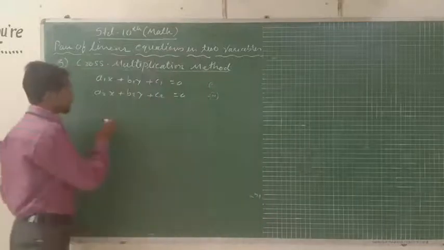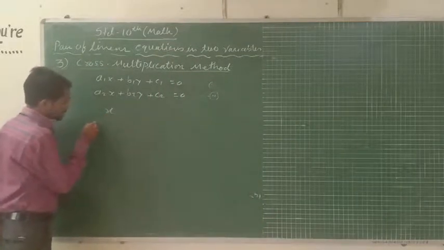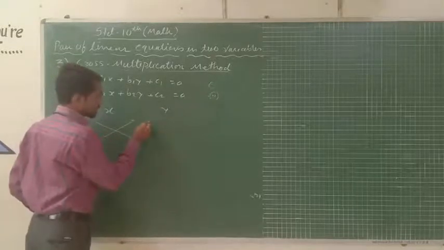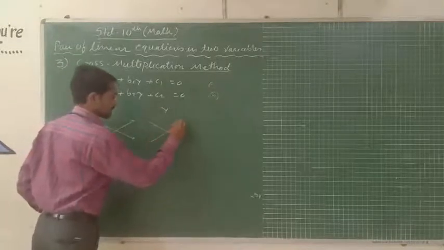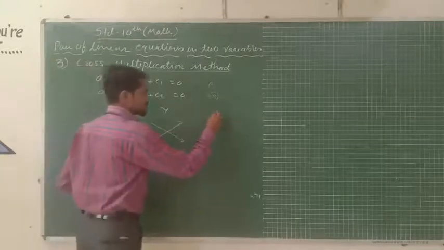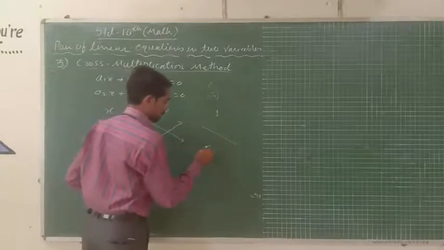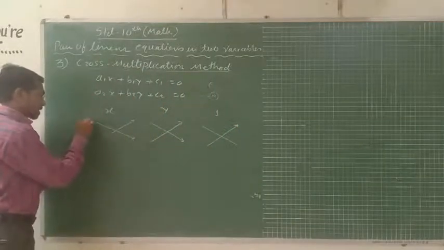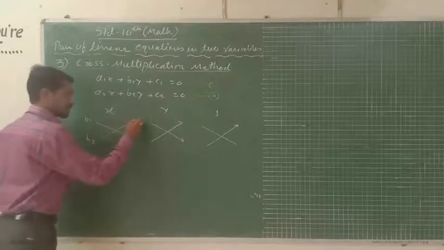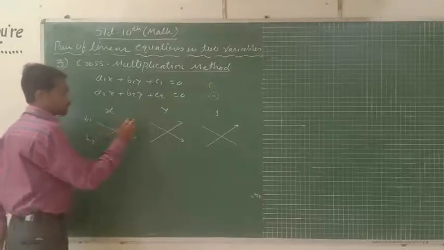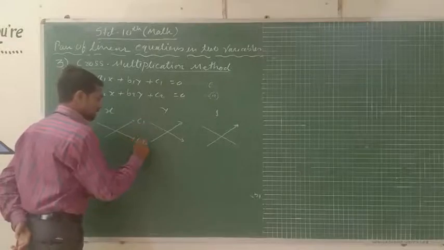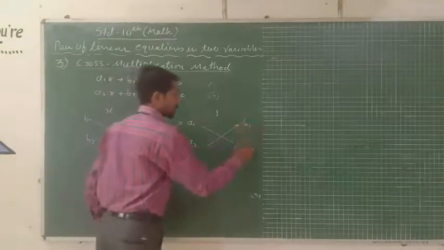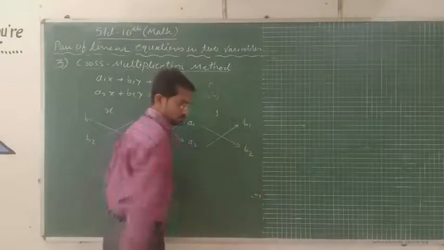See, then this is x. Diagrammatically we see, writing these arrows. This is your y. These are the variables. This is 1. Like this, here we write b1 by b2, then c1 by c2, here a1 by a2, and here again b1 by b2. Okay.